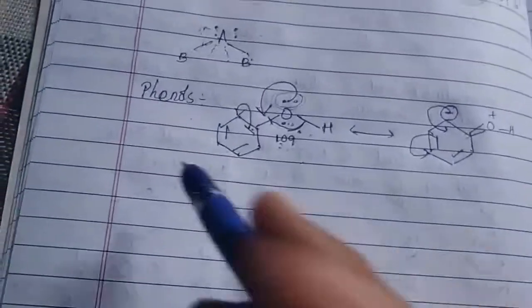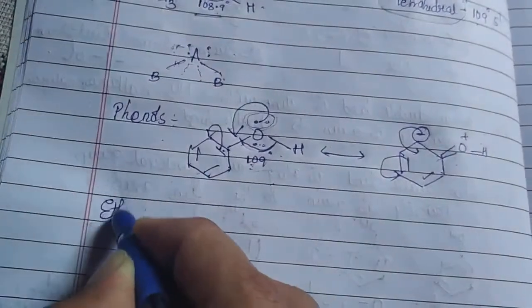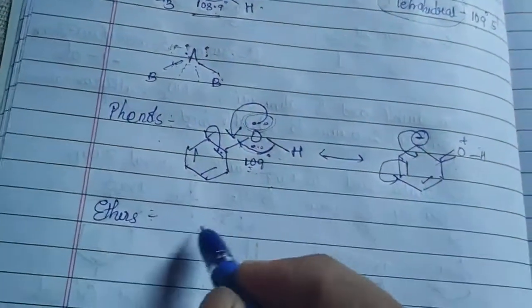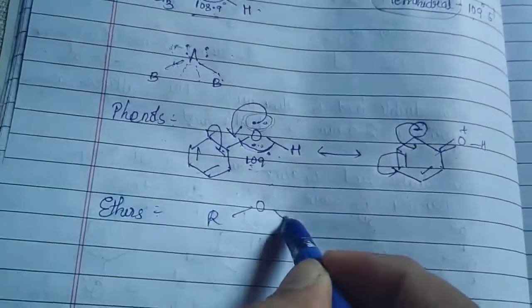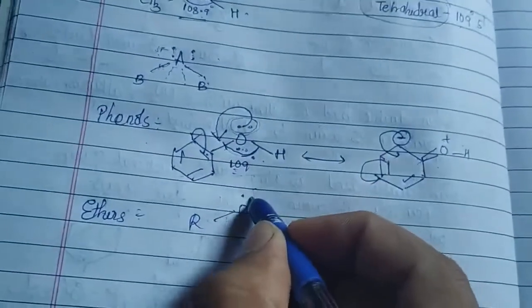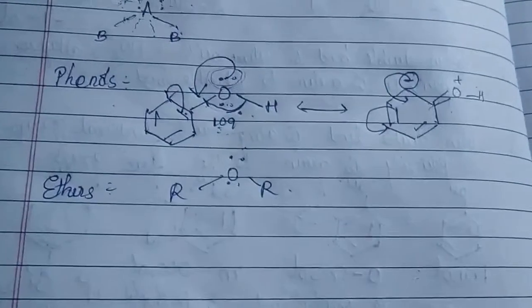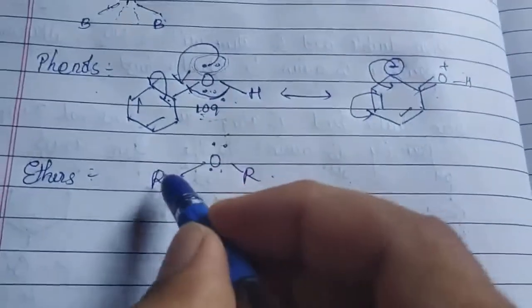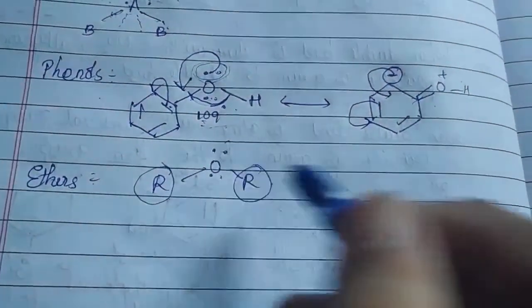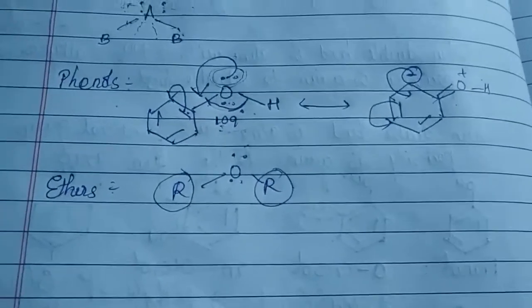Now can you say what will be happening in ethers? Well, normally I will be writing my ethers in this way, ROR. Of course, this is the structure. But what has happened over here, remember guys, whatever our R groups are present, what are they? They are the alkyl groups, which means what?